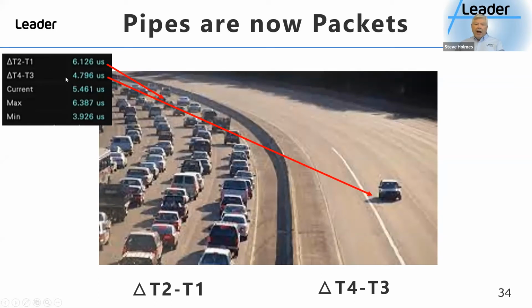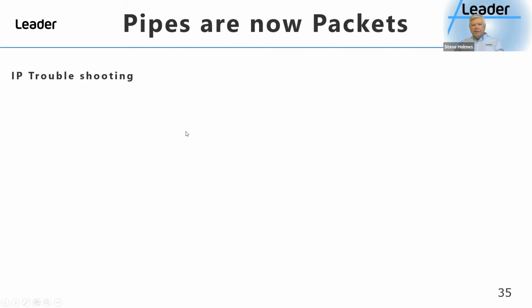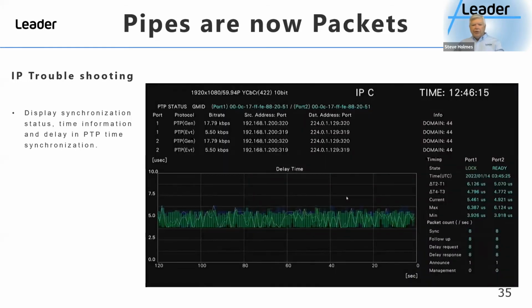So it's not uncommon that the T2 minus T1 from the Grandmaster to the follower may be a little more delayed than the data going from the follower back to the Grandmaster. We need to keep an eye on these two values and make sure they are incredibly close to each other. Because if the value of the T2 minus T1 gets too high, it's telling us that our network is getting bogged down, and we need to start looking at our switch and the loading of things within our switch.